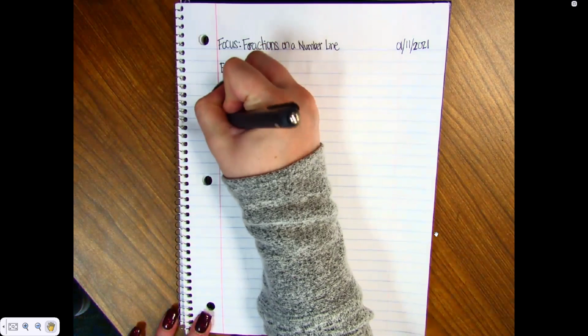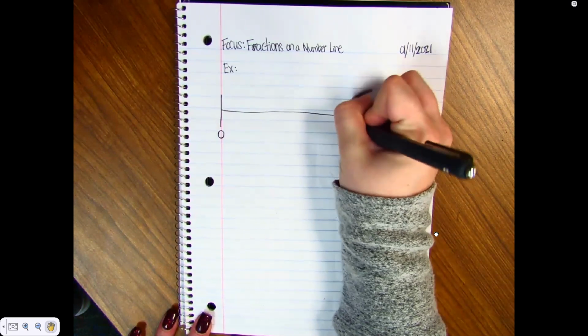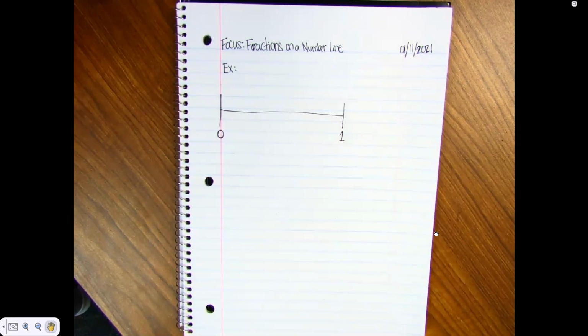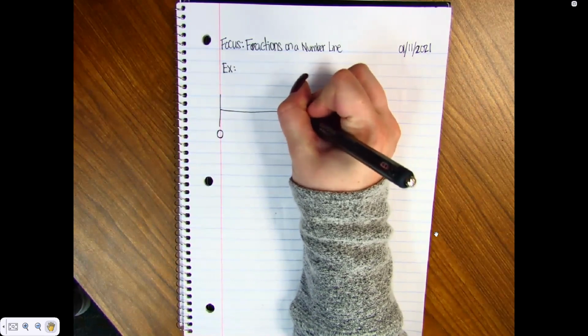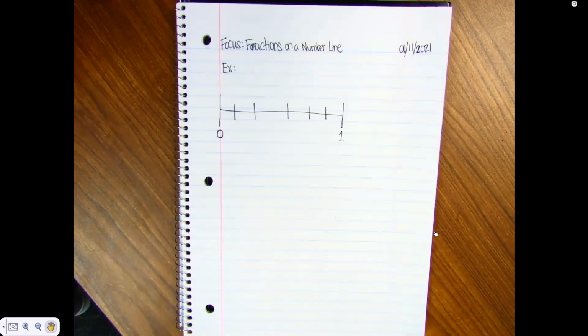So the first thing I want you to do is draw your number line. Remember, we start with 0. We draw our number line and we end at 1. Okay, so if I give you a number line that has 5 lines, what would this look like?